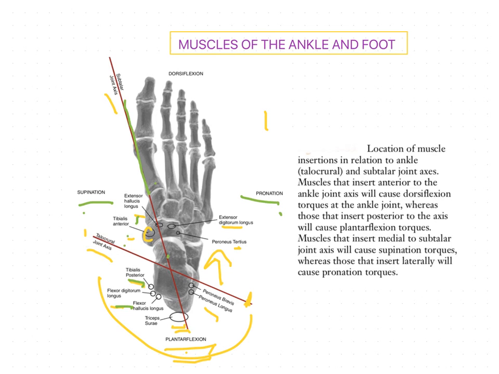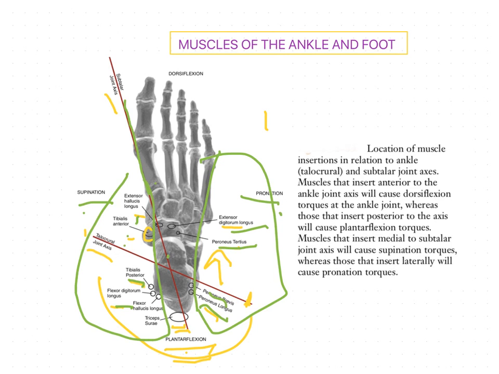If you look at pronation, what are the muscles? Extensor digitorum longus, peroneus tertius, brevis and longus. These muscles will produce pronation torques and those muscles will produce supination torques. The muscles which are present anterior to the ankle joint axis will produce dorsiflexion torques, and the muscles which are present posterior to the talocrural joint axis will produce plantar flexion torques.